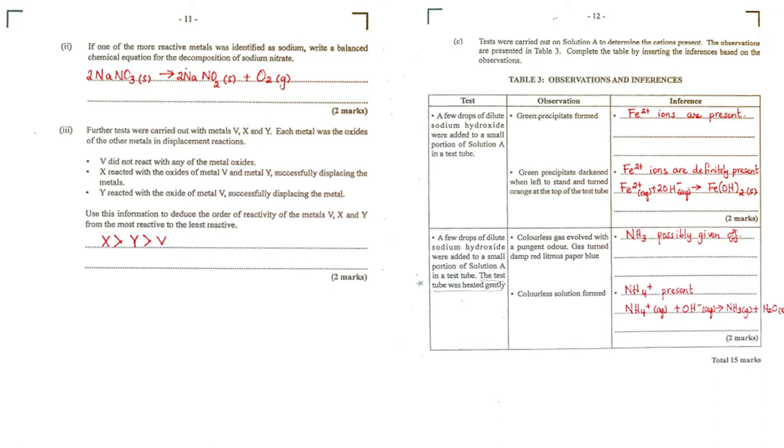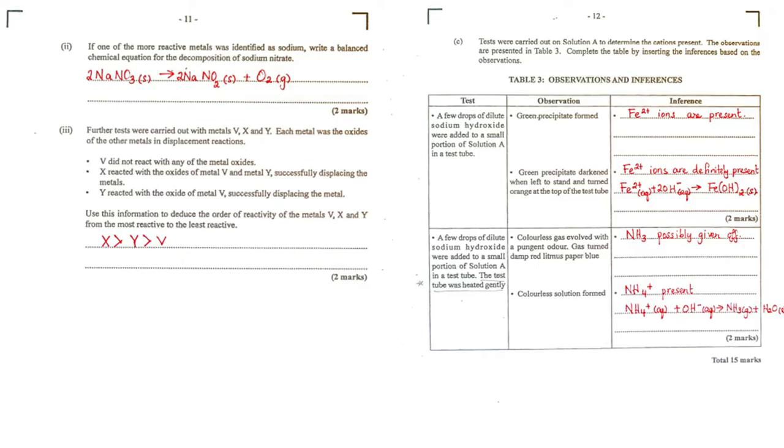Okay, so tests were carried out on solution A to determine the cations present, and the observations are presented in table 3. It says, complete the table by inserting the inferences based on the observations. I did not like this table at all, because they used solution A and added sodium hydroxide to both test tubes containing solution A, and this can confuse students, because I get a green precipitate in one observation, and in the second observation I get a colorless gas being evolved, and no mention of a green precipitate.